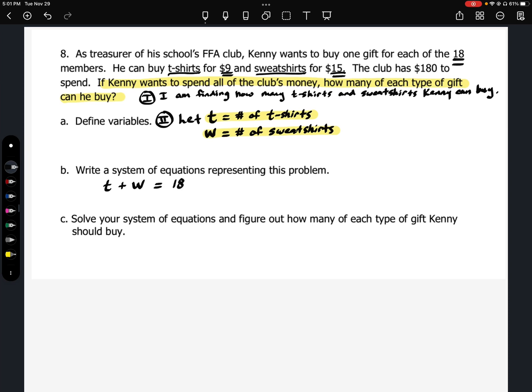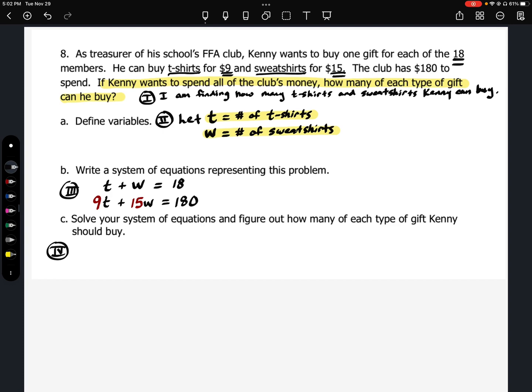He needs 18 gifts. The second equation is going to have to do with the financial part of it, or the money. I know that he's going to have $9 for every t-shirt, and then he's got to spend $15 for every sweatshirt. And then that should end up equaling $180, because that's how much he has to spend. So there's our system of equations. Now it's up to you to choose which way you want to solve it. That was our third step. Fourth step, solving.